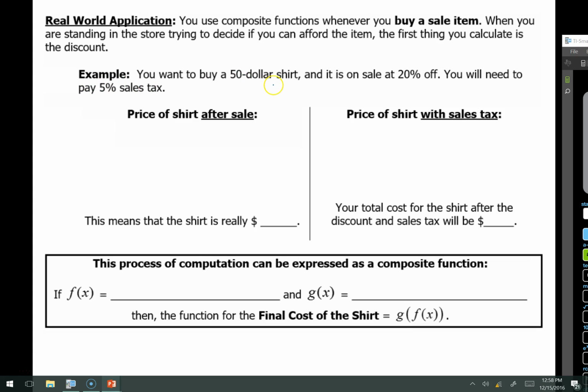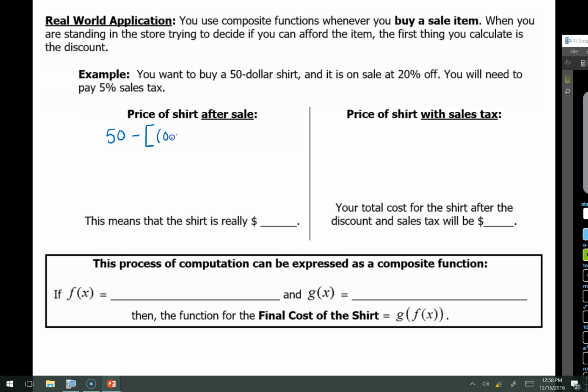If you want to buy a $50 shirt, but it's on sale, it's 20% off. You can calculate, along with the 5% sales tax, how much that shirt's going to cost and if you can really afford to buy it. So first, let's just figure out the price of the shirt after the sale, because it's not going to be $50 if it's on sale for 20% off. We do that by taking the total cost of the shirt, $50, and we take 20% off of it. So we subtract whatever 20% of 50 is. Now we do need to figure out what 20% of 50 is.